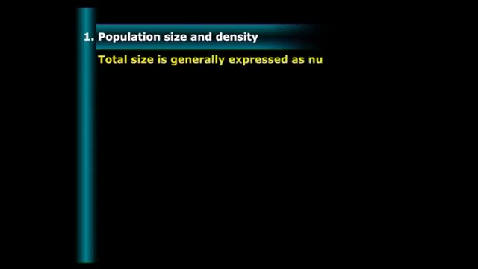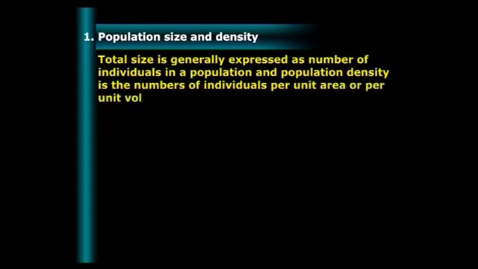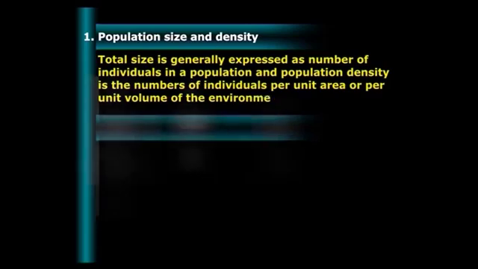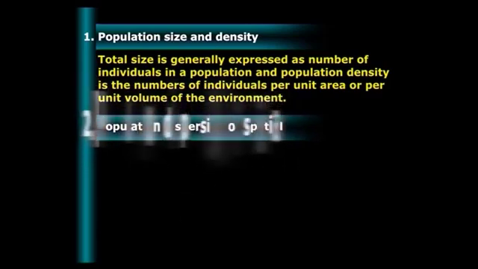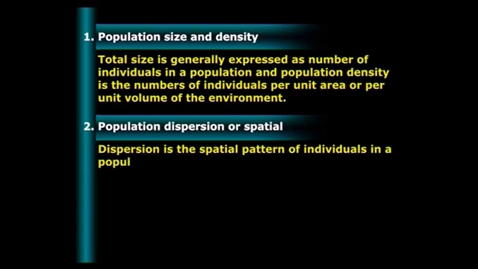Number 1, population size and density. That means total size is generally expressed as number of individuals in a population, and population density is the number of individuals per unit area or per unit volume of the environment. Number 2, population dispersion or spatial distribution. That is, dispersion is the spatial pattern of individuals in a population relative to one another.